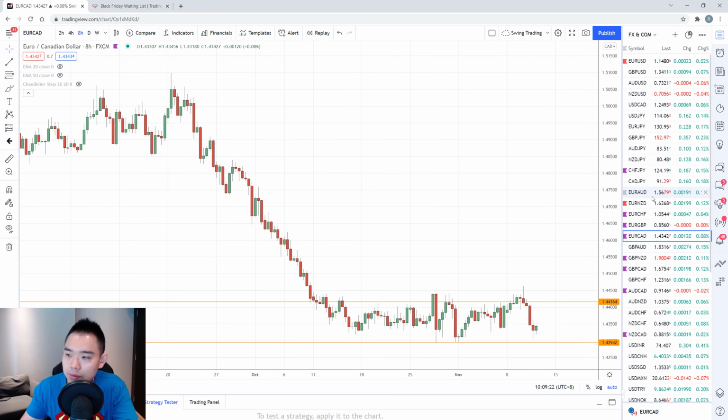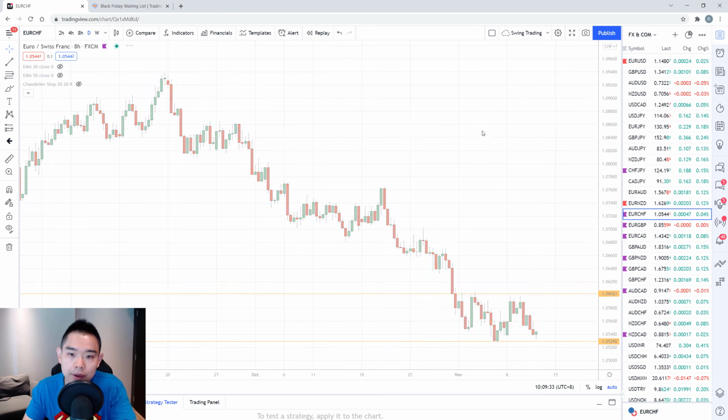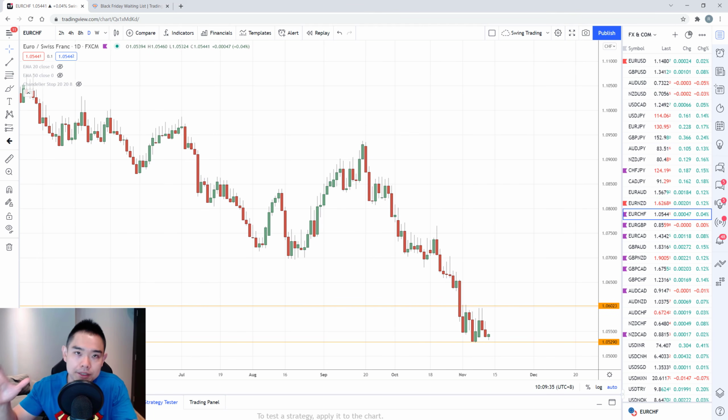With that said, let me share with you some other trading opportunities that I'm looking at right now, and hopefully you don't miss them yourself. The next one I want to share is Euro Swiss franc. This is a trading setup that is, again, similar to the Euro Canadian one. If you look at the daily time frame, this market is in a downtrend as well.